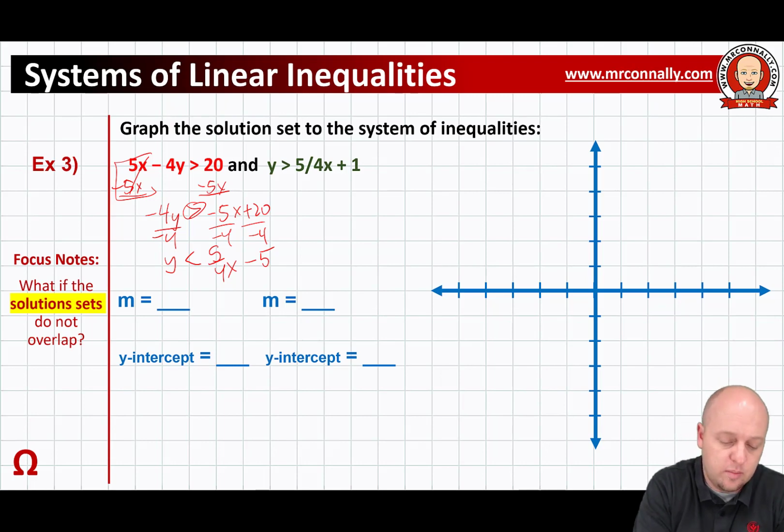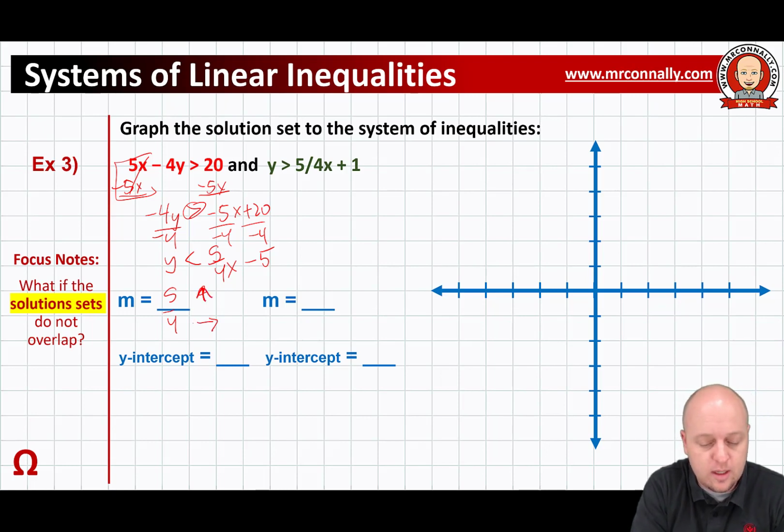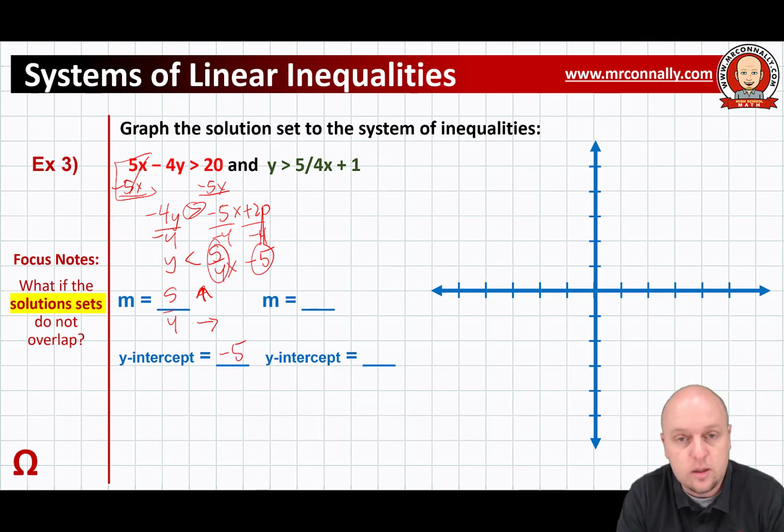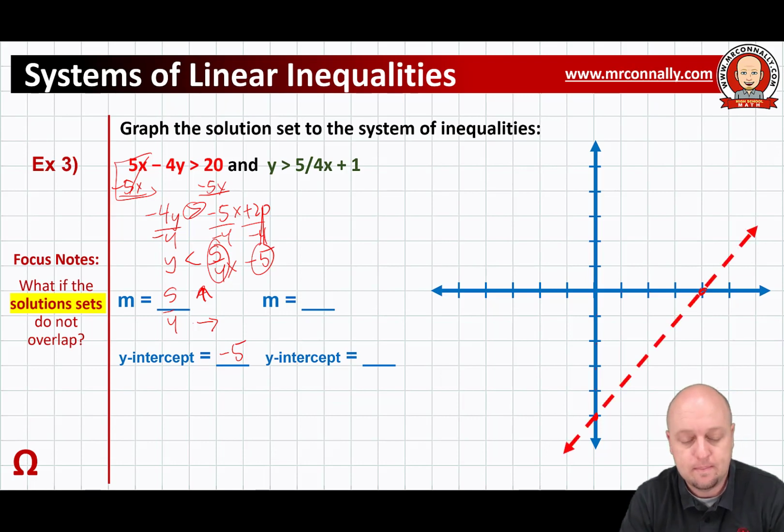Okay, so our slope is going to be 5/4. That means we go up 5 and right 4, and then our y-intercept is going to be -5. Okay, so let's go ahead and graph that. 1, 2, 3, 4, 5 is our y-intercept, and now we'll go up 5 and over 4, 2, 3, 4 right here. And since it's less than only, it's going to be a dotted line.